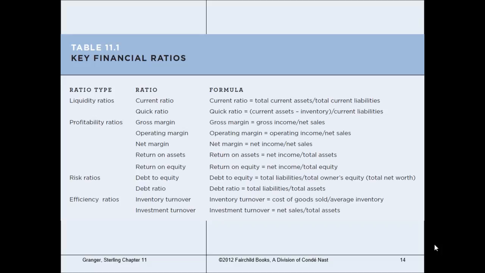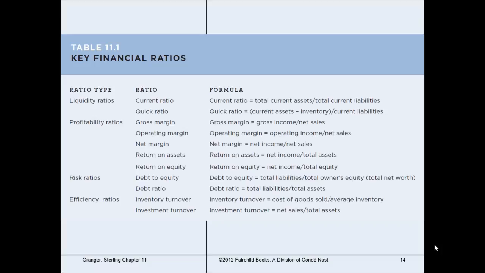Next is the return on assets profitability ratio, and it's used to compare the profitability of companies of different sizes. And an increasing return on assets indicates greater profitability, so the higher the return on assets, the better. And it's the net income divided by total assets.